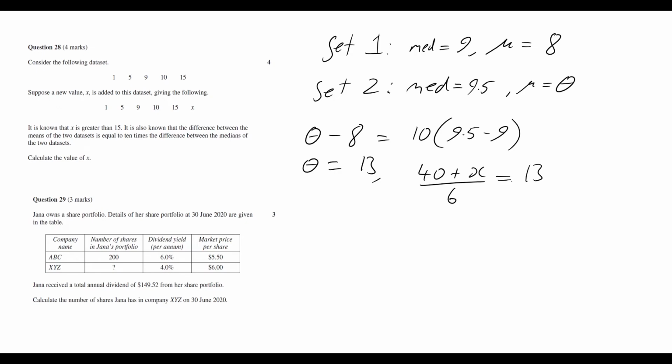And so substituting in that value of theta for 13, we can then solve and rearrange for x. So we multiply both sides by 6, and then we subtract 40 from both sides. And what we find is that x has a value of 38. And that's our problem 28, all done.